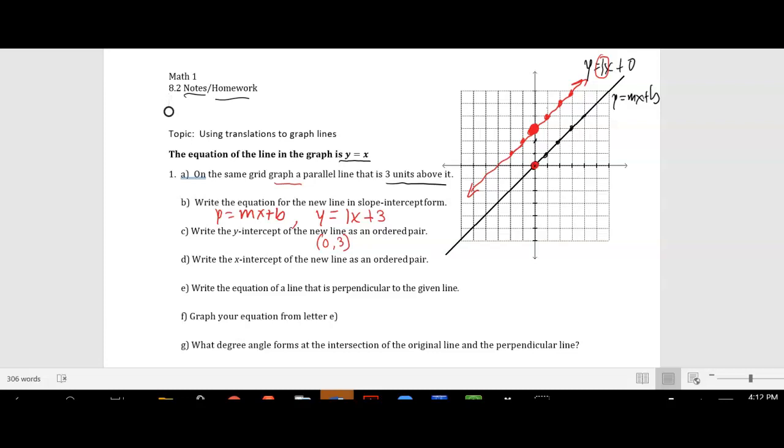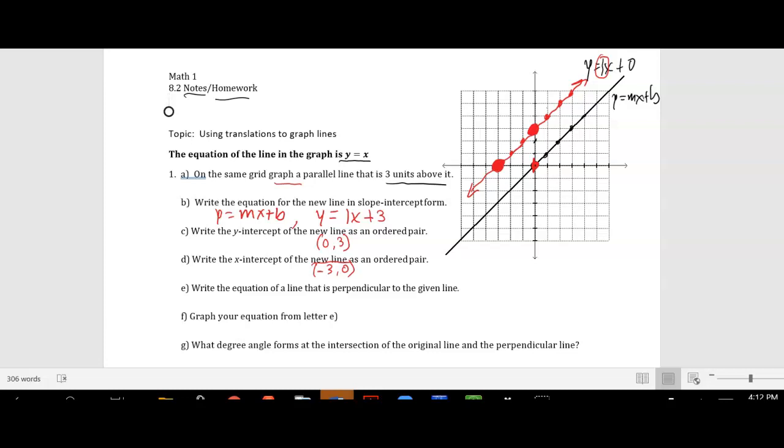I want you to write the x-intercept of the new line as an ordered pair. So here is this point. Sorry, we want the new line. So the x-intercept of our new line is right here. That's where it crosses the x-axis. If I ask you to write that as a point, that would be the point -3, 0. So that's our x-intercept written as an ordered pair.